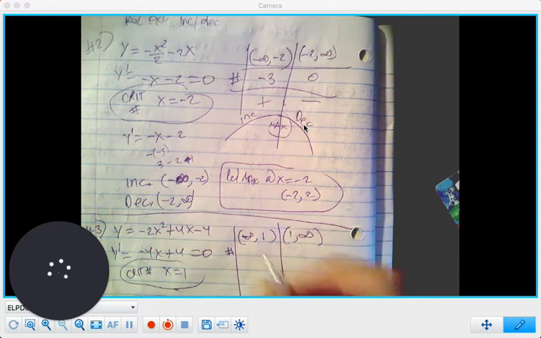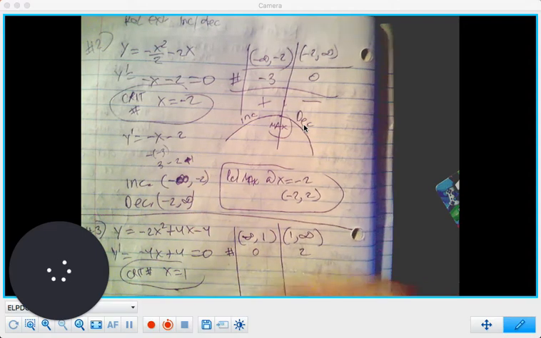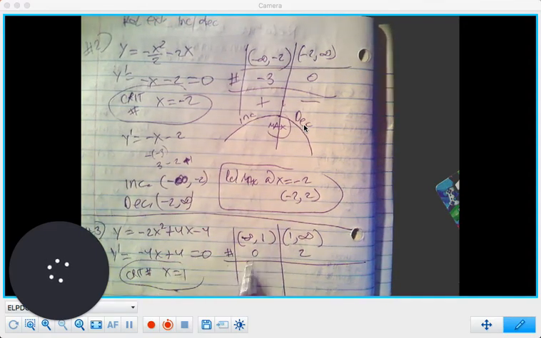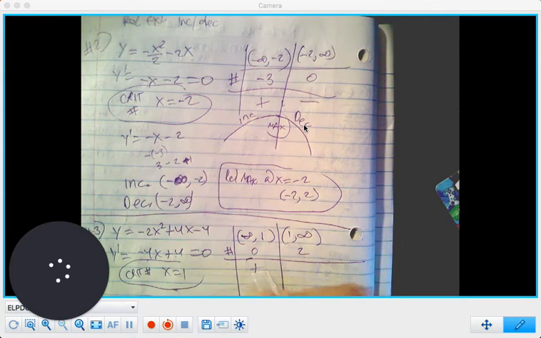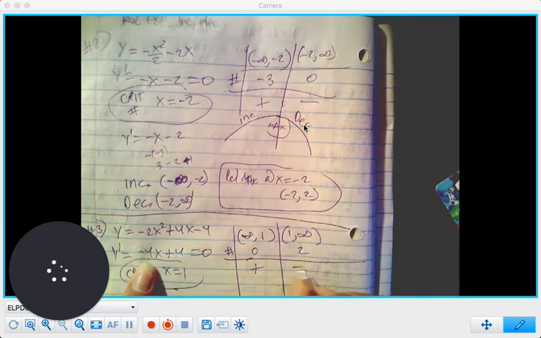Choose your number between 1 and infinity. Negative infinity is here. Between 1 and infinity, 2. Plug it in. I'm going to plug it in here. So if you plug in 0, that goes away, so you get positive 4. So plus. Plug in 2, you get negative 8. Plus 4, you get negative.